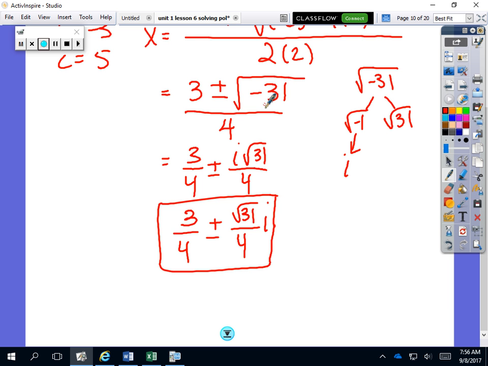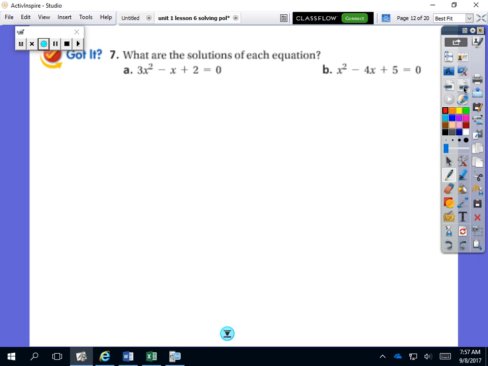So you always look under the radical. If it's a negative, you have to do what we did with the i. Pull that i out and move it to the end of your answer. So you've got two examples here I want you to try. Stop the video, try the examples, and come back and I will give you the answers.